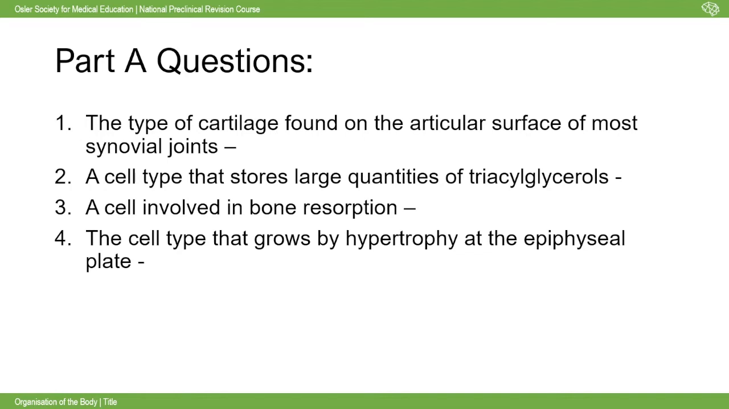So calling all the way back to the beginning of this section, the type of cartilage found on articular surfaces of synovial joints is our hyaline cartilage. Then the cell type which stores large quantities of triacylglycerols is going to be our adipocytes. Then in terms of the cell involved in bone resorption, we have osteoclasts. And finally, the cell which goes through hypertrophy at the epiphyseal plate. So remembering that section we had through the epiphyseal plate, we have chondrocytes which go through hypertrophy at phase 3, or the third section down.